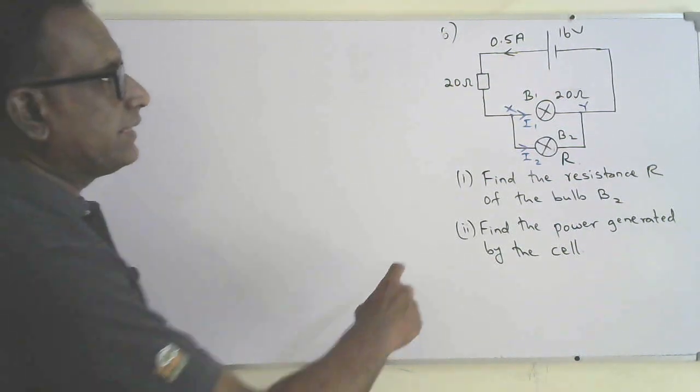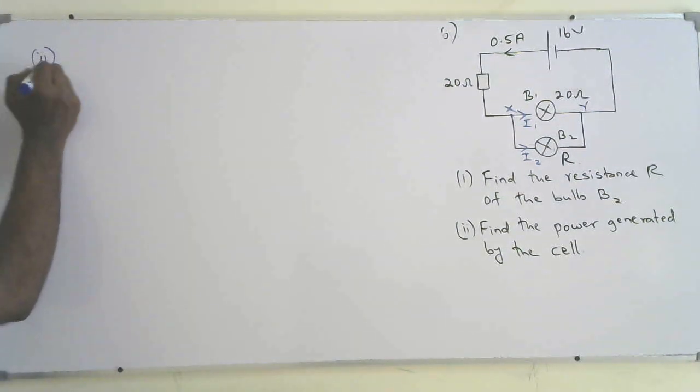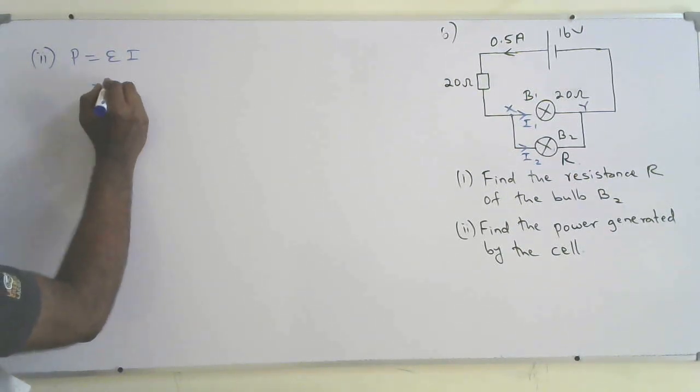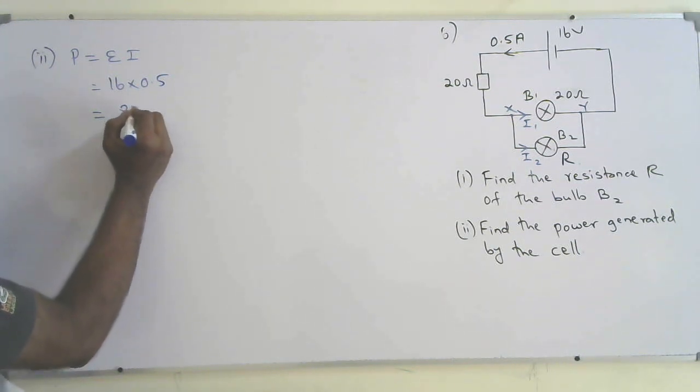So the second part, find the power generated by the cell. That is simple. We can say P equal EMF times I. EMF we know is 16 volt, into current 0.5 ampere. So that will be 8 watts.